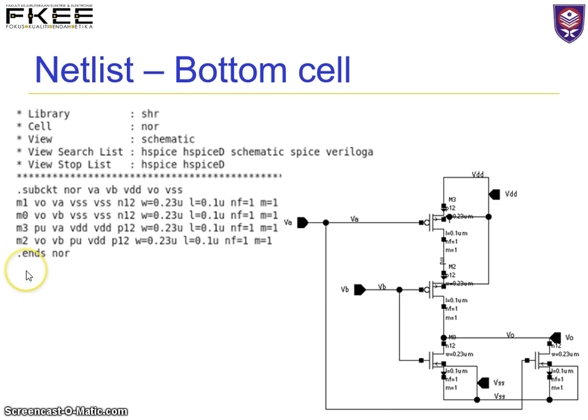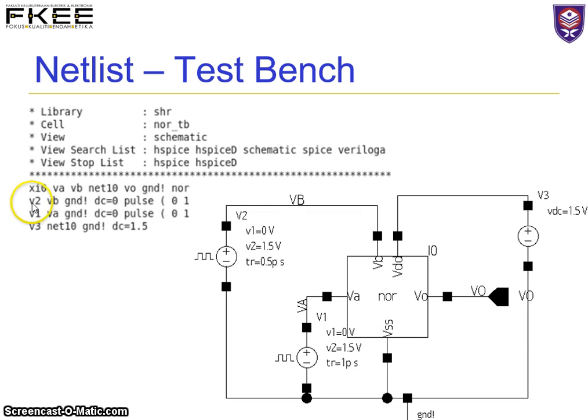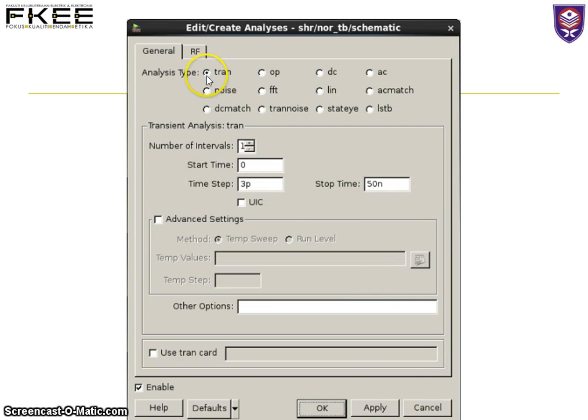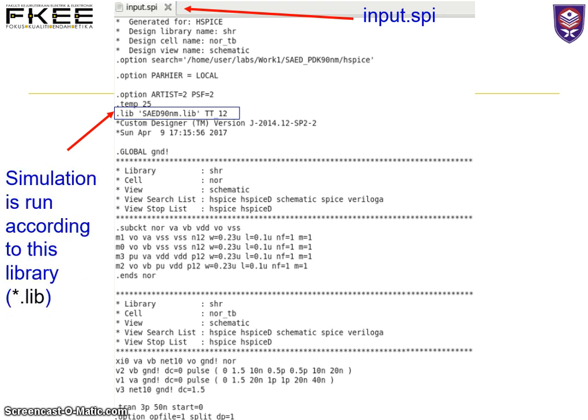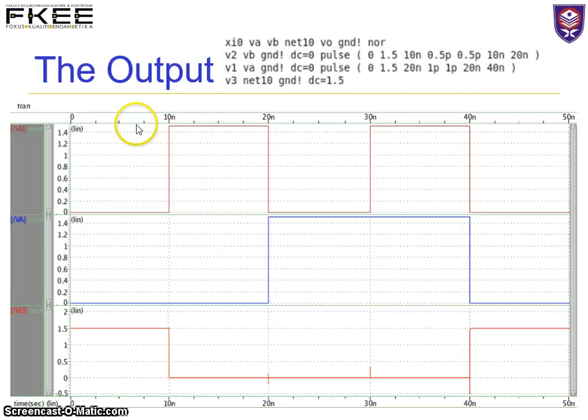This is the netlist sub-circuit. And then at the main test bench, we have 3 inputs. I have 2 pulse sources right here, V1 and V2, and I have a DC source over here, which is to power up the NOR circuit. I run a transient analysis from 0 up until 50 nano at a time step of 3 picosecond. This is what I get, the inputs just now. I run using the 90 nano library, and this is the output. You have VA, VB, and this is V output.